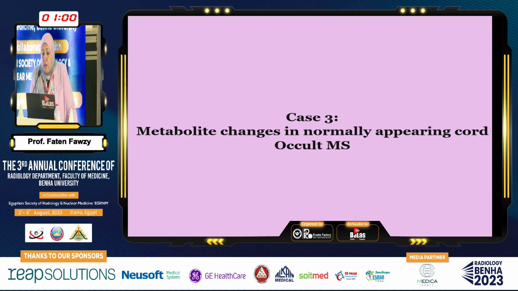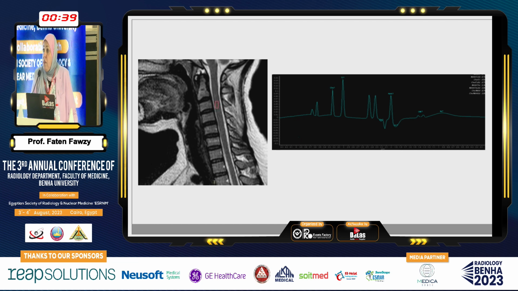Also, MRS can detect what is called occult MS, patients with no plaques on conventional MRI of the brain or even of the cord, but with myelopathy symptoms. We can diagnose MS in this patient, and we recommend follow-up, both conventionally and with MR spectrum, for the development of plaques 3 months later.